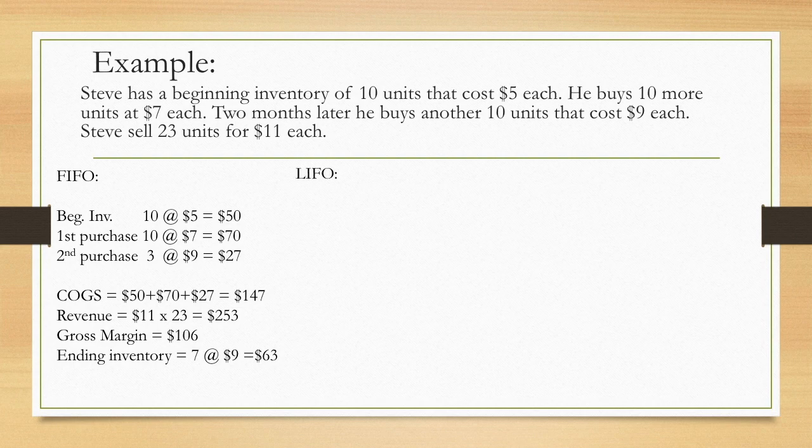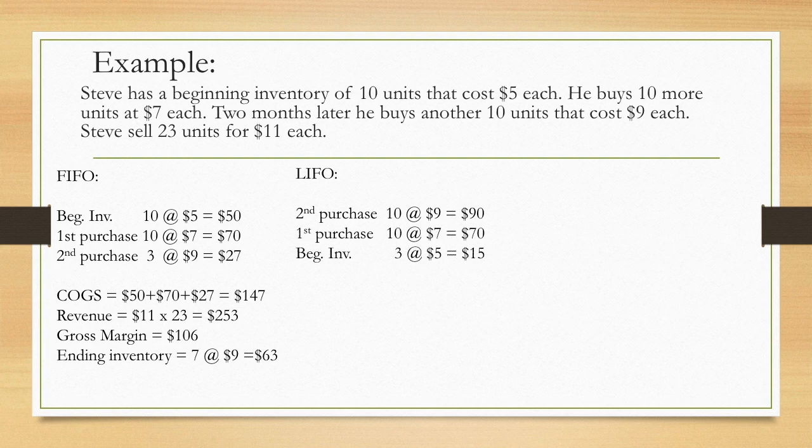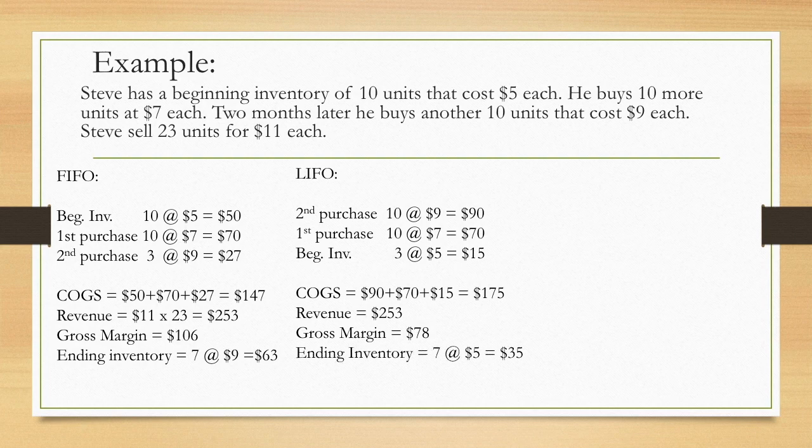Now we do the same thing with LIFO. We take 10 units from the second purchase, 10 from the first, and 3 from the beginning inventory. His cost of goods sold equals $175, his revenue is the same, and his gross margin now equals $78. Because he still has 7 units left over from the beginning inventory, his ending inventory equals $35.